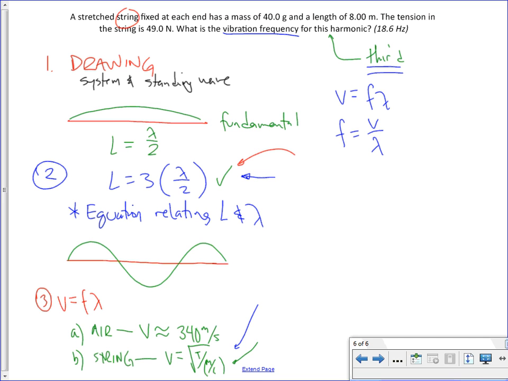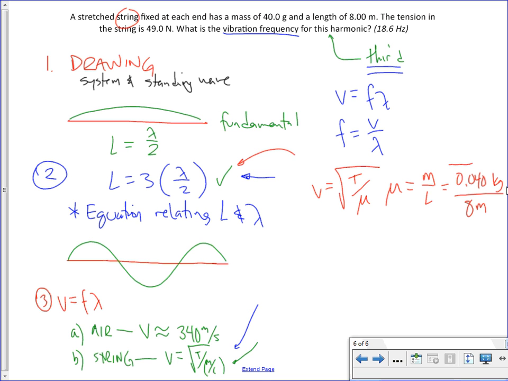So let's see, v is the square root of T over mu. A lot of people will write it like that, where mu is by definition M over L, which is 0.040 kilograms over a length of 8 meters. Wow, that's a pretty long string.